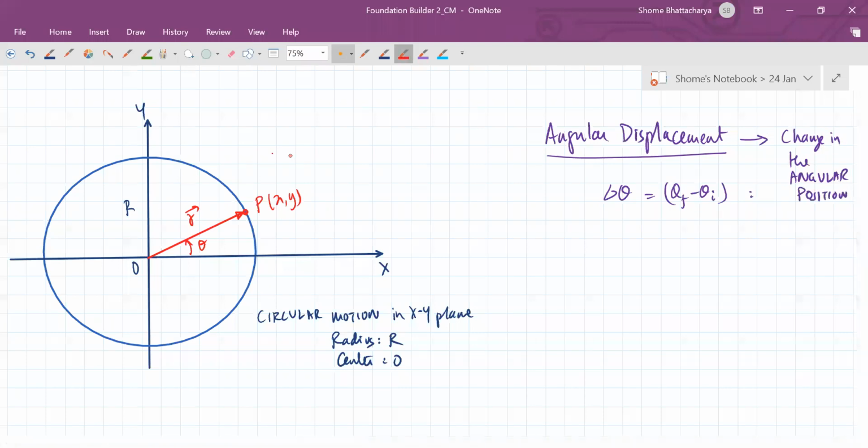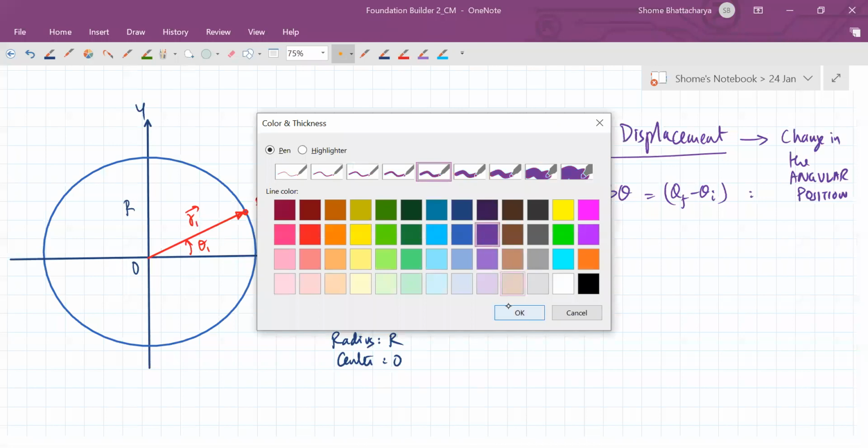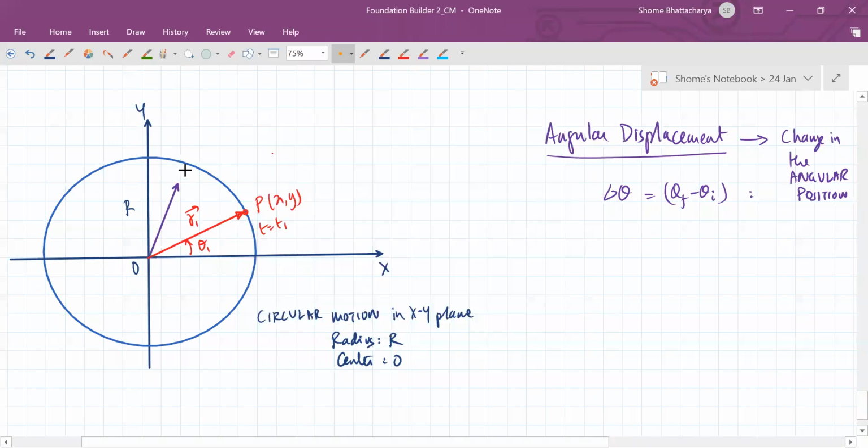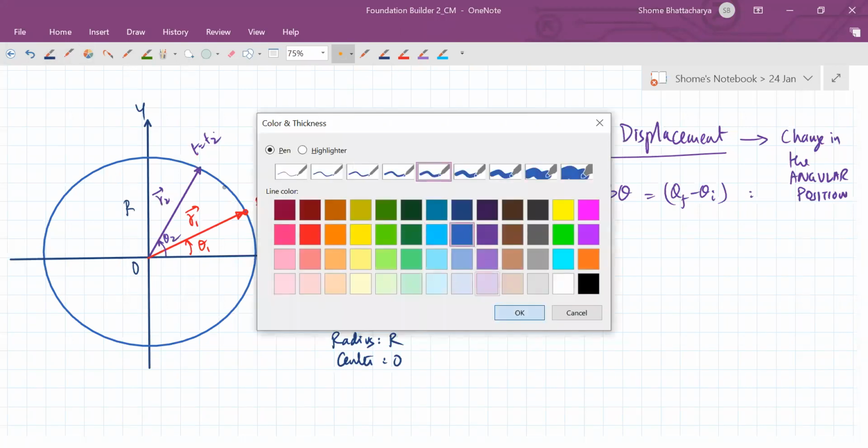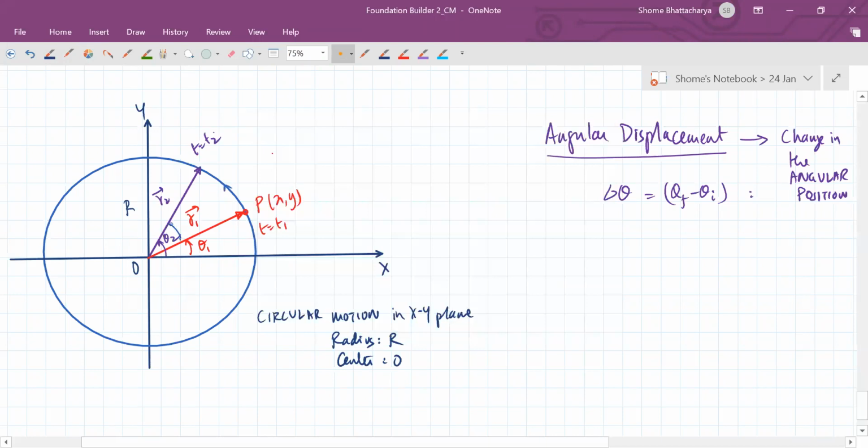So for example, if the particle was here at time t1, it was at position vector r1 at angle theta 1 at time t equal to t1. And then from here, the particle moved to this different angular position. Let's say it moved somewhere here. As part of its circular path, it moved at t equal to t2 to this new position. So this whole angle is now theta 2. So the angular displacement between time t1 and t2 is going to be this angle here. This is going to be our delta theta.